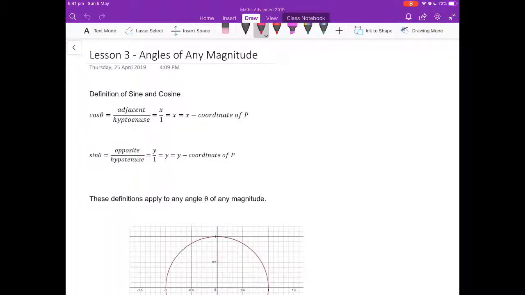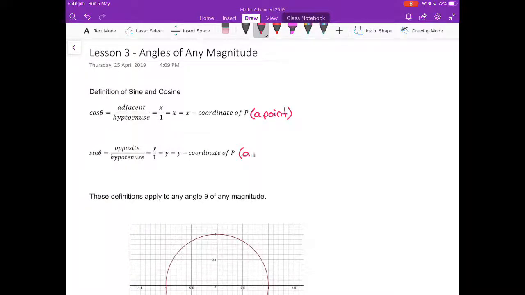Angles of any magnitude. In a previous lesson, we decided that the definition of sine and cosine were as below. So cos theta, which is adjacent over hypotenuse, is just x over 1, which is just x, and it's the x coordinate of P, or a point. This is how it's working on a unit circle. Same thing for sine, again, that's at a point on said unit circle.